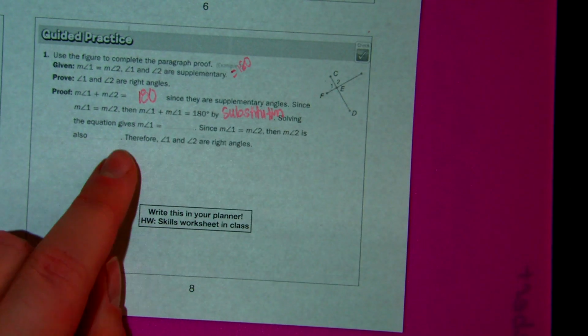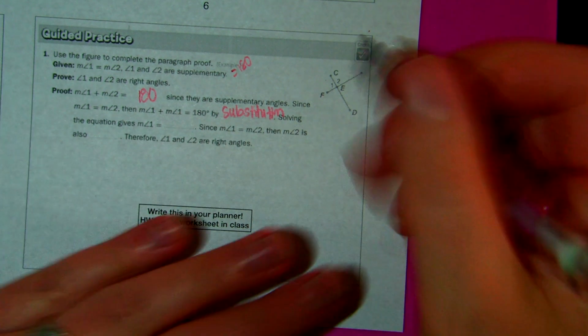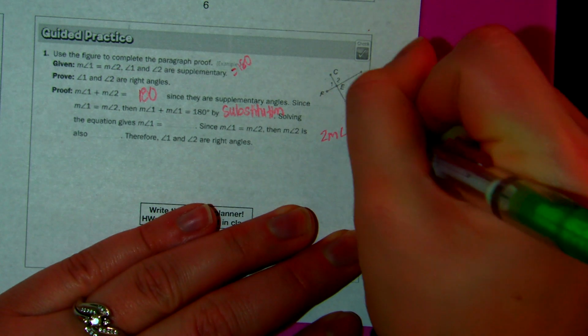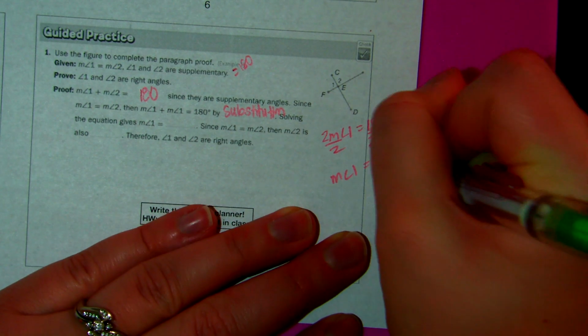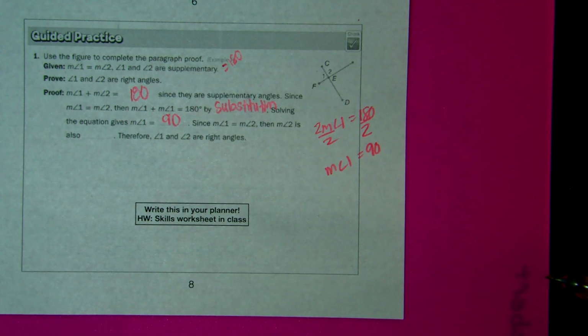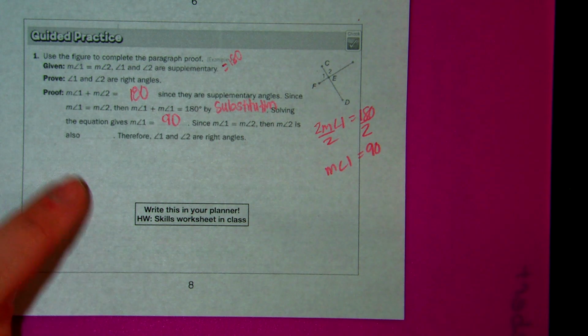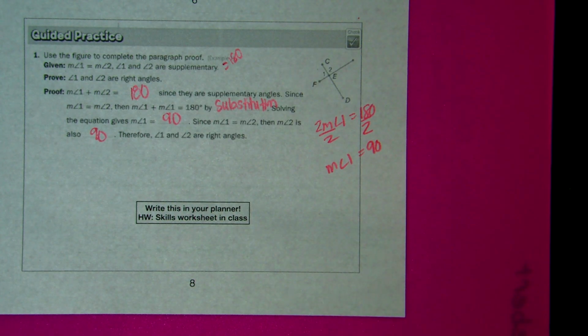Solving the equation, so the equation they're thinking is like 2 times the measure of angle 1 equals 180. So let's divide by 2. So you get the measure of angle 1 equals 90. Since the measure of angle 1 equals measure of angle 2, then the measure of angle 2 is also 90. Therefore, angle 1 and angle 2 are right angles. And there we have it.